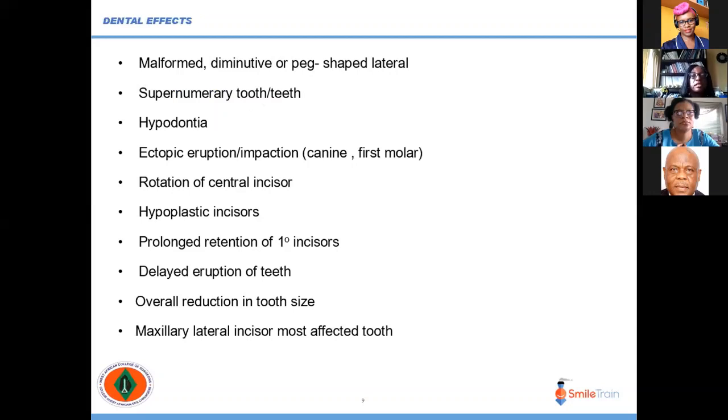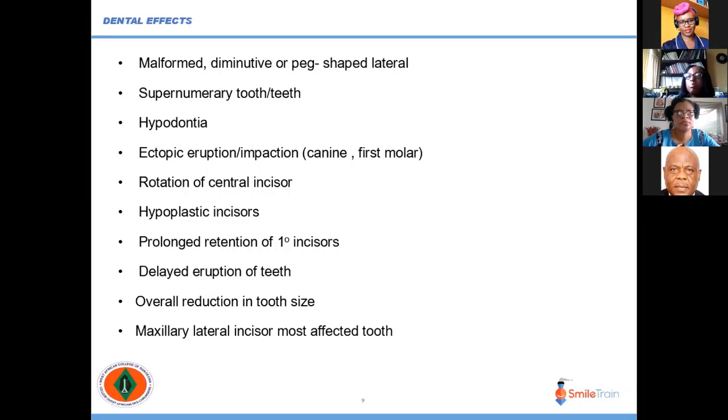Now, the dental effects tend to affect the maxillary lateral incisor most commonly. And this often presents as malformed, diminutive, or peg-shaped. Supernumerary teeth may also be seen in these patients, but it's more frequently seen in the primary dentition. Hypodontia of the lateral incisor is most commonly seen. However, it may occur in other teeth, but in the lateral incisor, more than 50% of patients may present with a missing lateral incisor, either on the cleft side or on both sides of the upper arch.